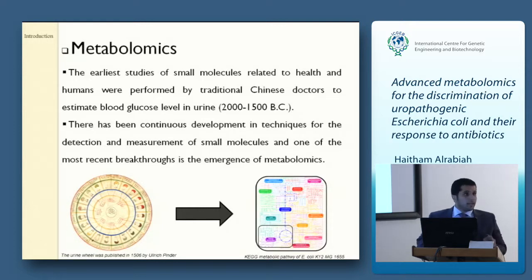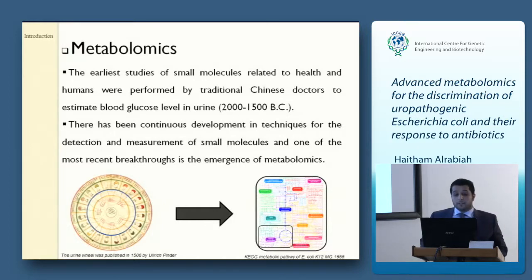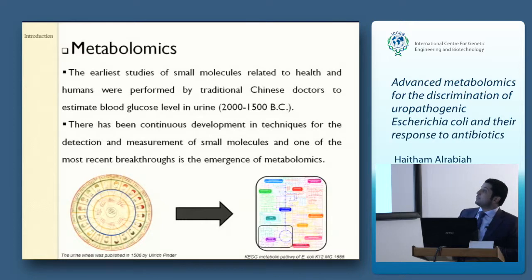Starting with a brief introduction about metabolomics, the earliest study of small molecules related to health and human were performed around 2000 BC when ants were used by a traditional Chinese doctor to estimate glucose level in urine. Since then, there has been a continuous development in techniques to detect and measure small molecules.